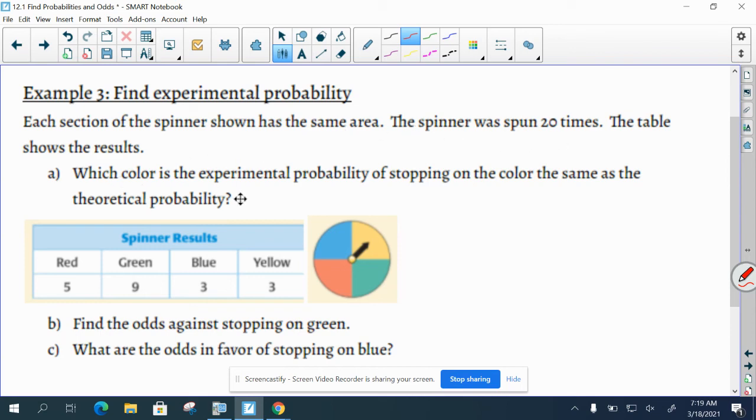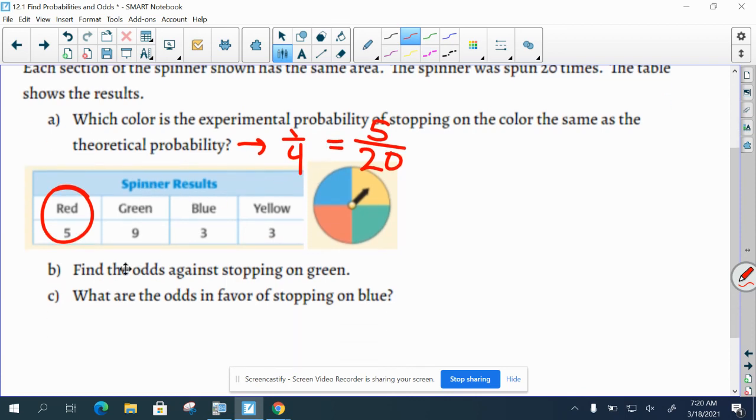Well, the theoretical probability of stopping on any color should be 1/4. So if you're spinning it 20 times, then that would be whatever gets you 5 times, and that would be the red. So the red is spun 5 times, so 5 out of 20 is 1/4, which is the same as the theoretical probability. And then find the odds. Odds is the same thing as just the probabilities.